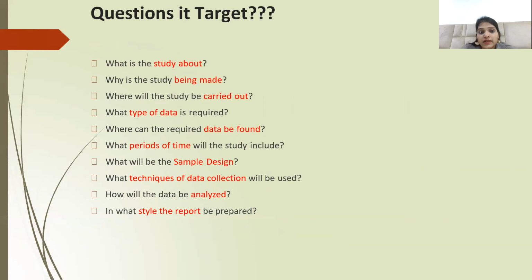Basically, research design targets the questions like: what is the study about, why is the study being made, where will the study be carried out, what type of data is required, where can the required data be found, what period of time will the study include, what will be the sample design, what techniques of data collection will be used, how will the data be analyzed, in what style will the report be prepared.